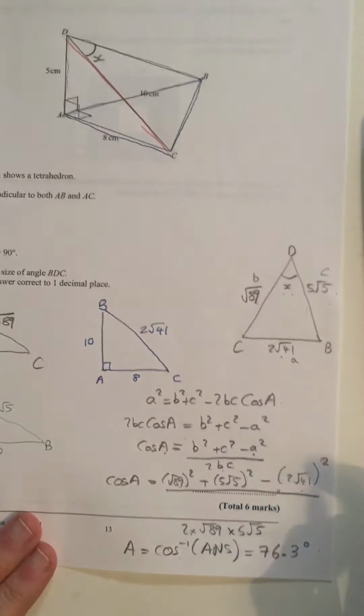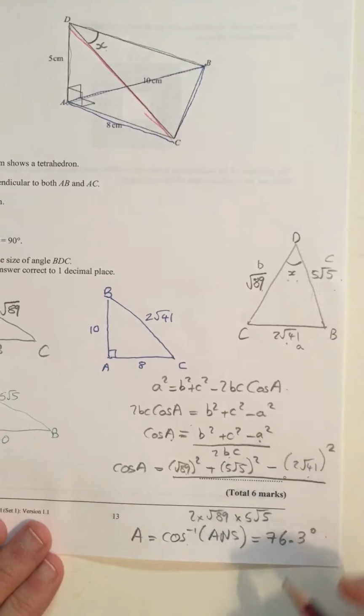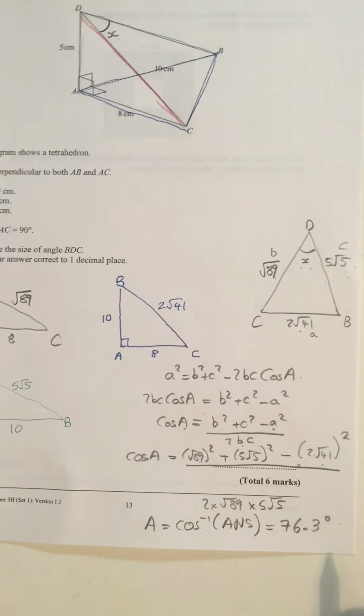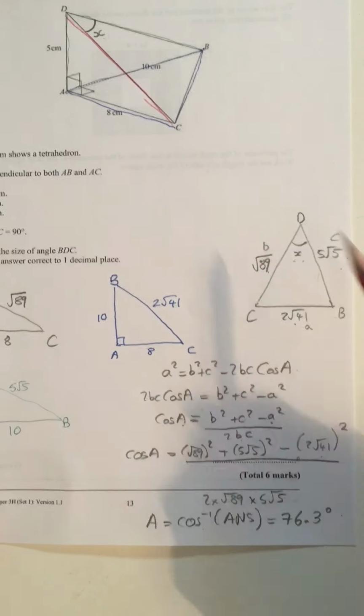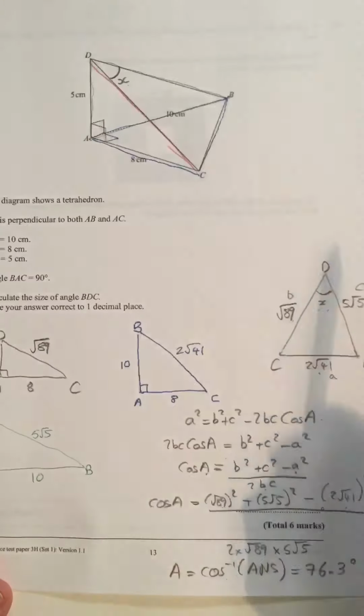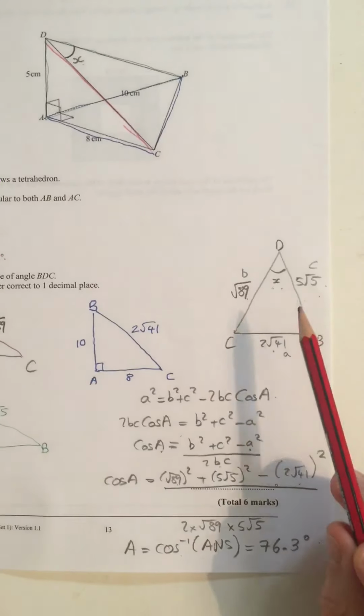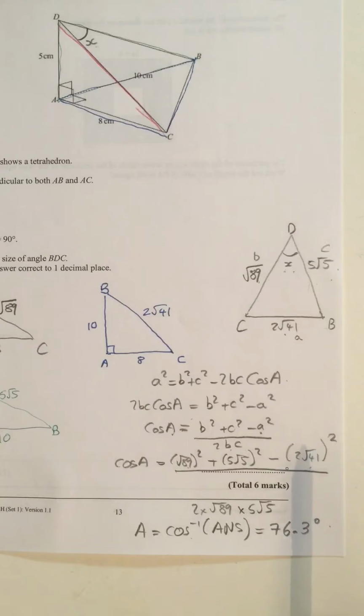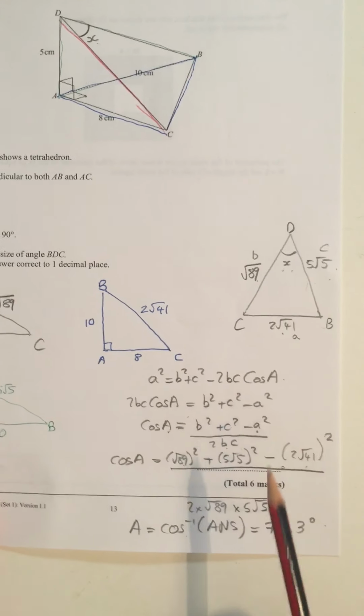So there we go. Apologies for this being a bit crammed down here, but hopefully it's clear the method of how to do that. It's all about breaking this 3D shape down into simpler 2D shapes in a series of simple stages so that you can then use the cosine rule.